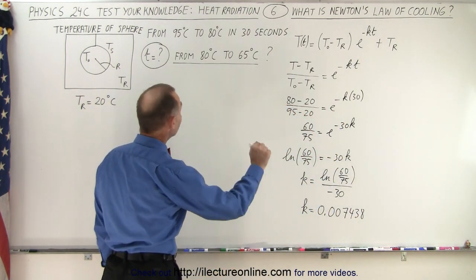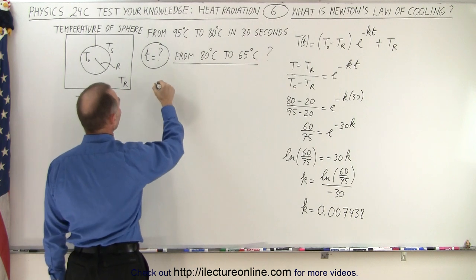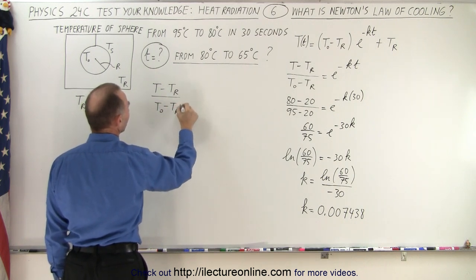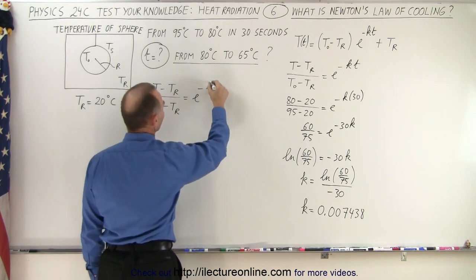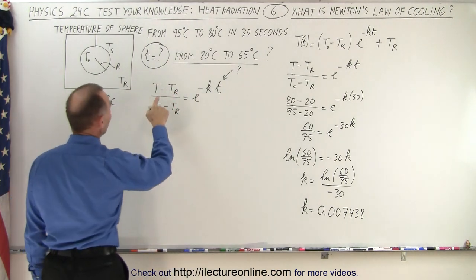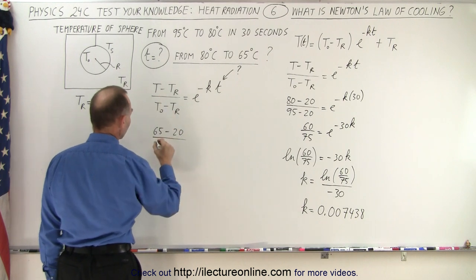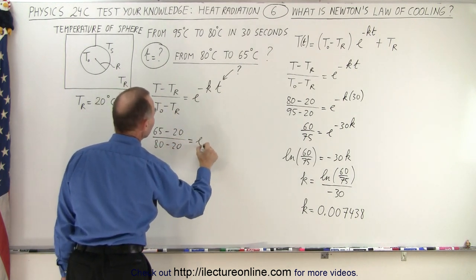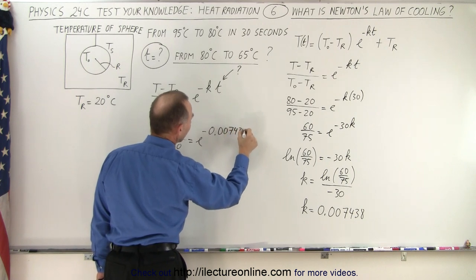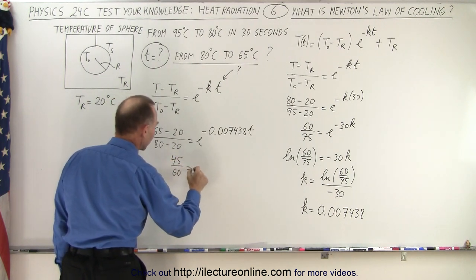Now that I have a value for k, we can use it to find the time for the next part of the problem. Again, using the same equation, t minus t of the room divided by t sub naught minus t sub r is equal to e to the minus k times t. Now we want to find out what t is based upon the next set of numbers. We go from 80 to 65, so we have 65 minus the room temperature, 20, divided by the initial temperature, which is now 80 minus 20, equal to e to the minus 0.00743 t. So this becomes 45 divided by 60 equals e to the minus 0.00743 t.